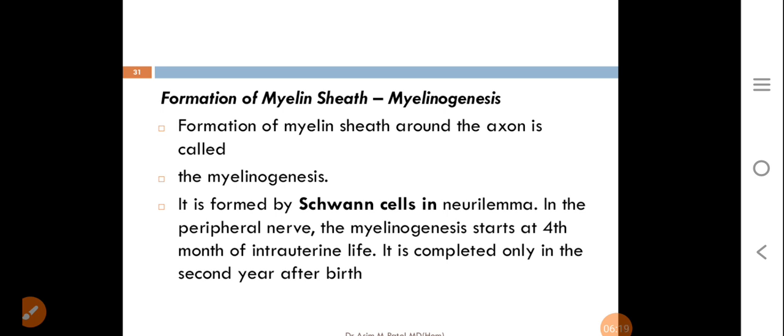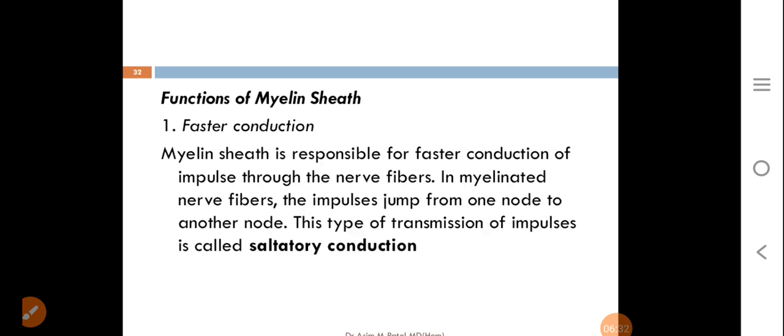In the central nervous system, neurilemma is not found, so myelinogenesis occurs with the help of oligodendrocytes, which are neuroglial cells. The most important function of myelin sheath is faster conduction of impulses through the nerve fibers. In myelinated nerve fibers, the impulse jumps from one node to another node. This type of transmission of impulses is called saltatory conduction.